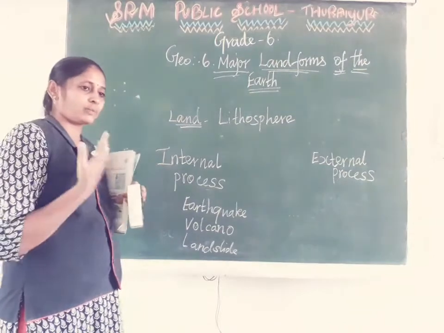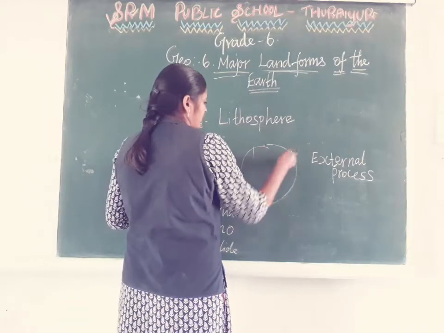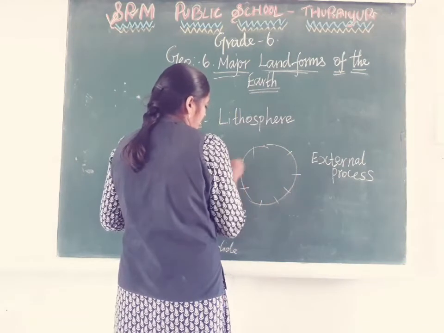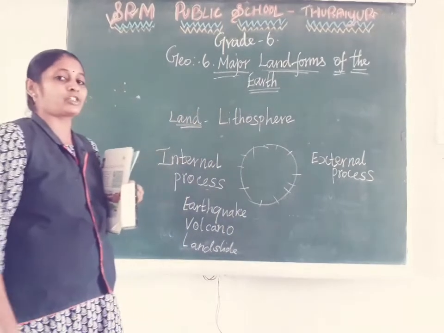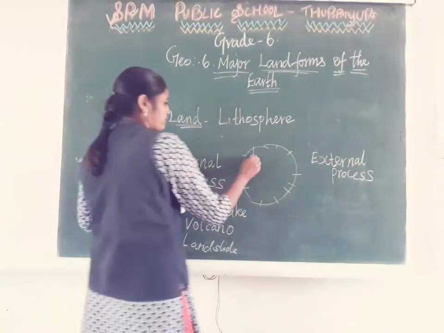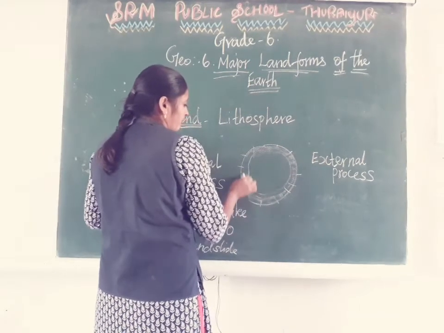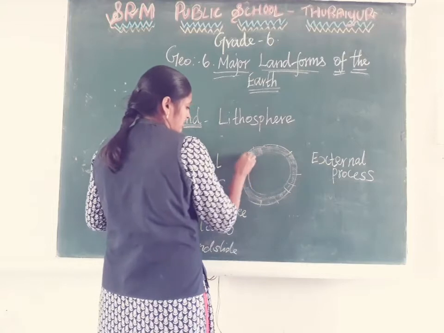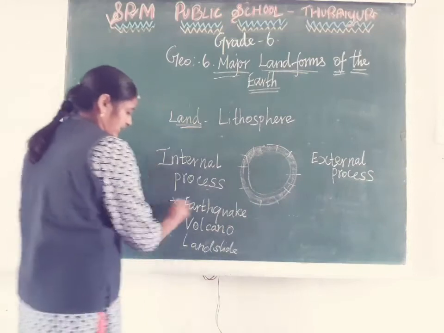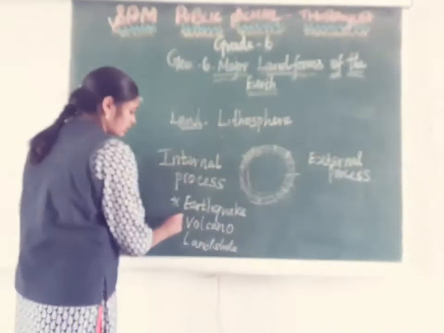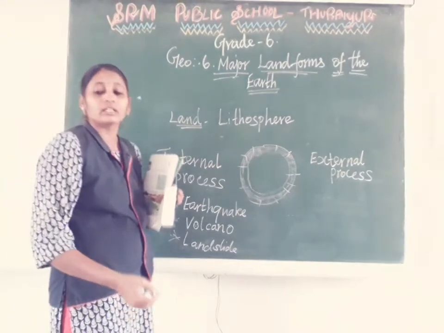So what is tectonic plate movement? Suppose this is the Earth. Its surface is divided into many small pieces. Those pieces are called plates, tectonic plates. These pieces are floating in magma. When these pieces hit each other inside the earth, that is when you experience earthquakes, volcanic eruptions and landslides. These are things that we will study next year.